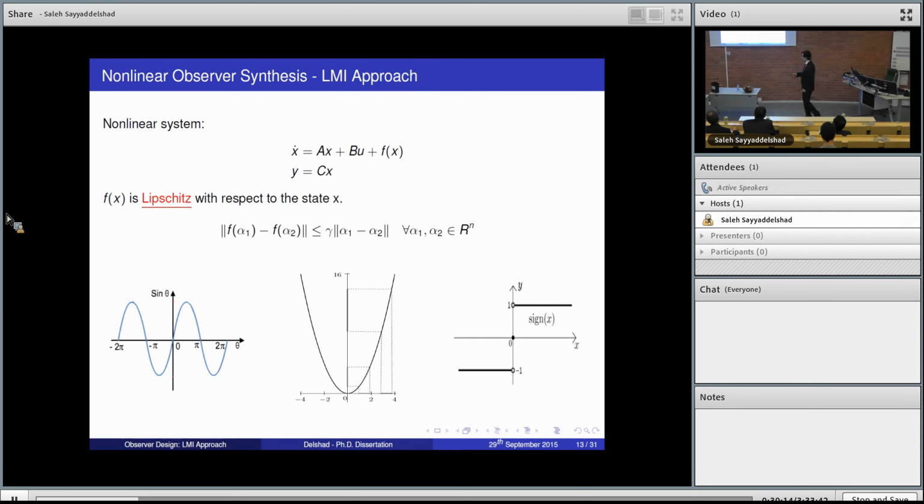And in this case, for example, take a look at the left-hand figure. You see that usually trigonometric functions can be described as Lipschitz, and you can simply find a gamma which can satisfy this inequality. This is a global Lipschitz function, but sometimes functions can be locally Lipschitz. So you define a domain and you find the proper gamma in that domain. In that case, it will be local Lipschitz. But sometimes your function can be non-Lipschitz, and we're not able to find the proper gamma for that.